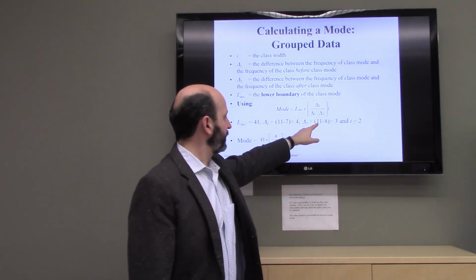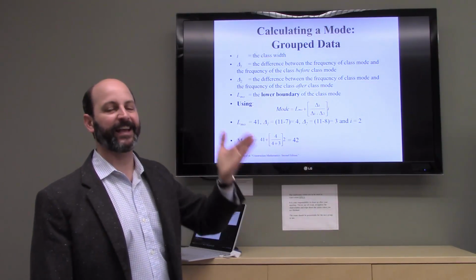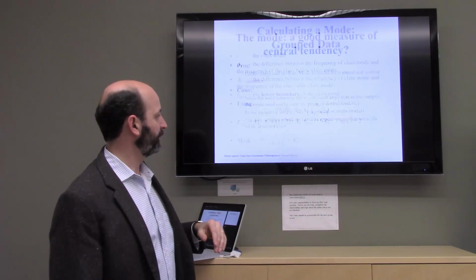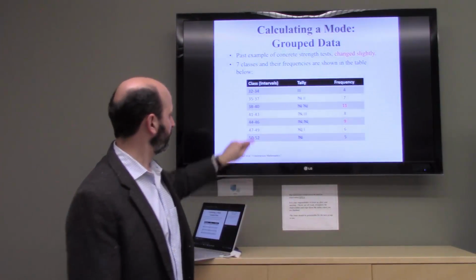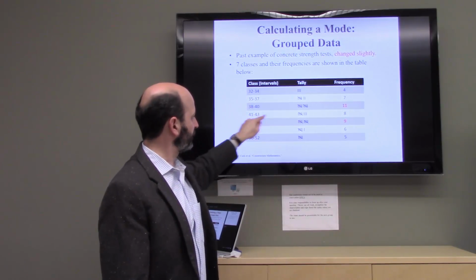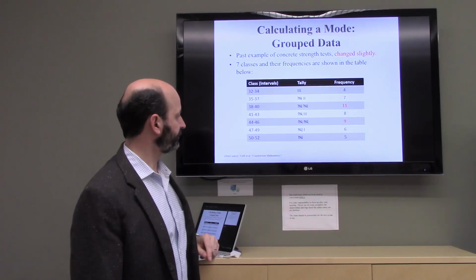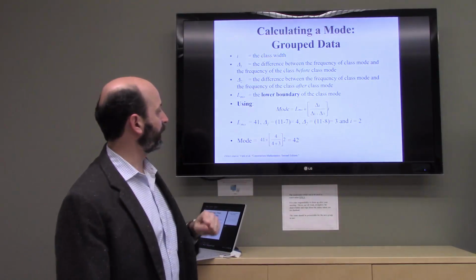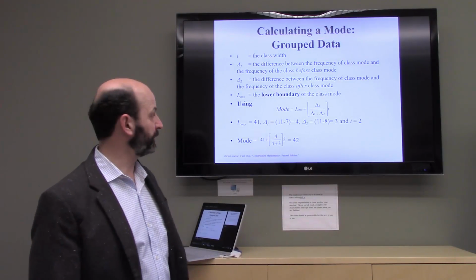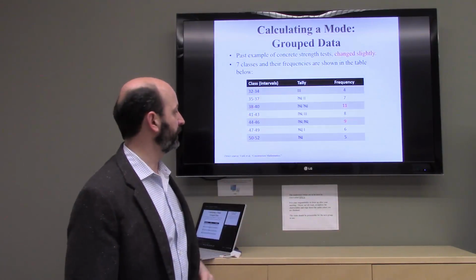And then delta 2 is our class mode minus the class after class mode. And if you look here, 8 is the frequency of the interval after the class mode, which is 38 to 40. That gives us a value of 3. We know that our class width is 2, because we looked on here, 34 minus 32 is 2.